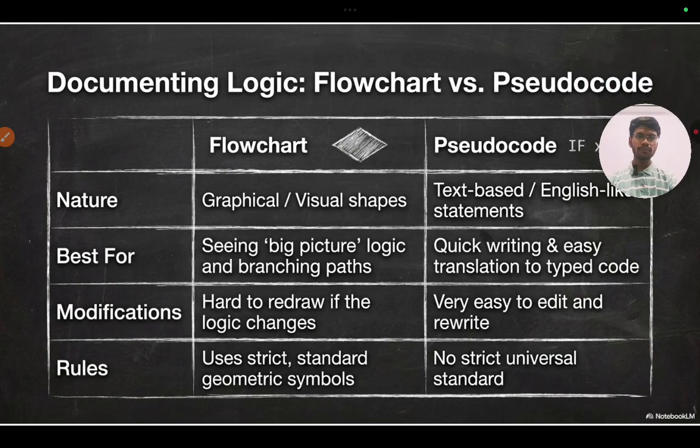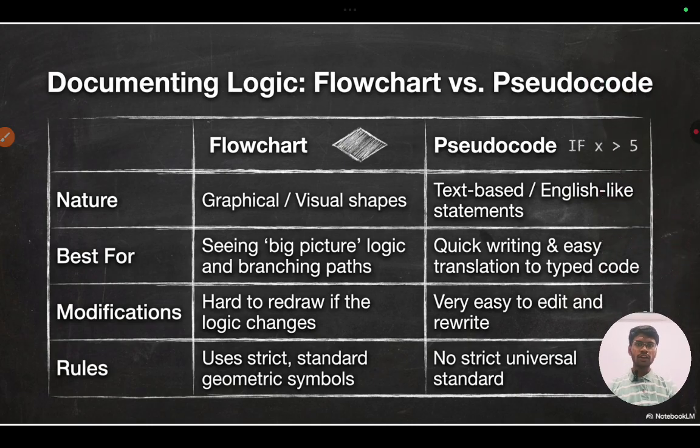Then we go to documenting logic in a flowchart format. The other is the pseudocode format. In flowchart format, there are graphical, visual steps, and pseudocode is text-based, English-like statements. The flowchart is the best for seeing the big picture, what is happening in the end, or the branching of the different parts, how the flow is going here and there like a mind map. But pseudocode is quick to write and easy to translate into typed code.